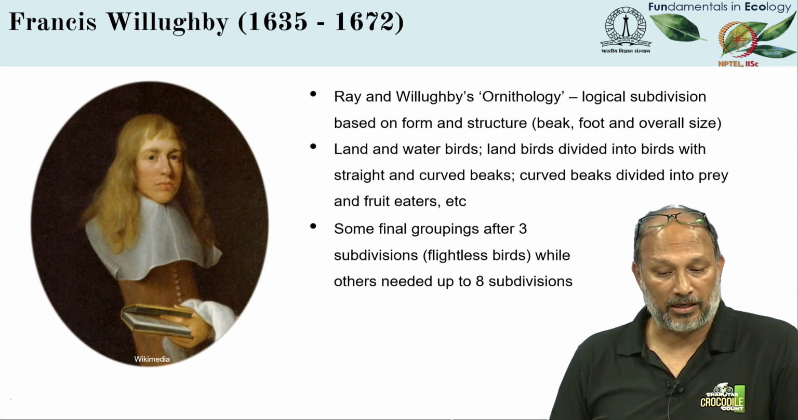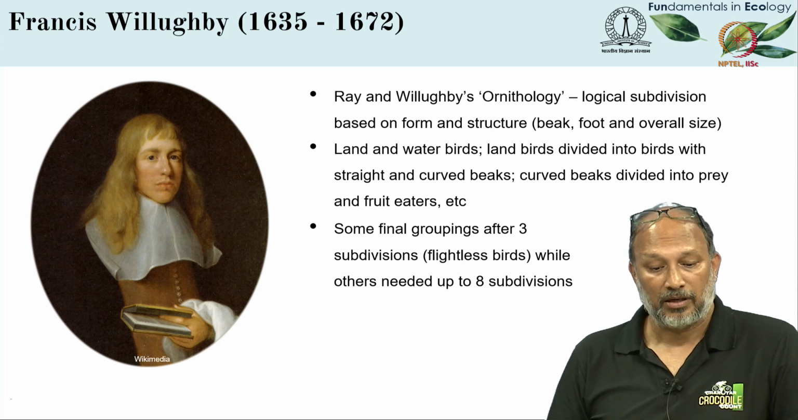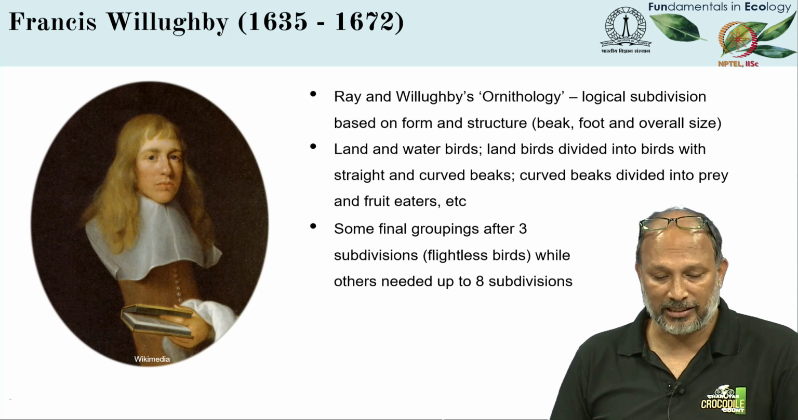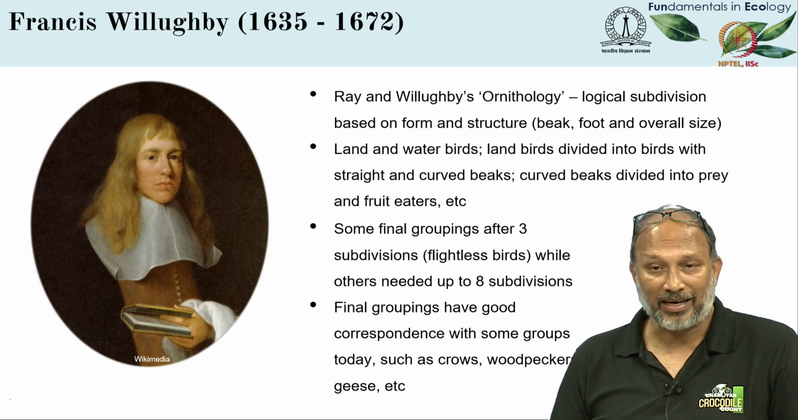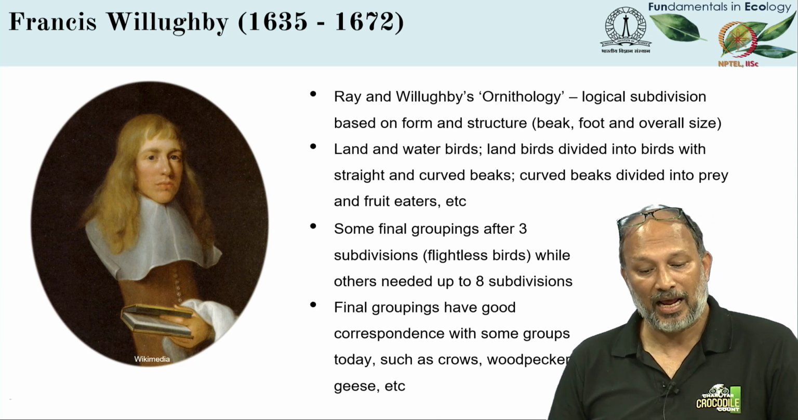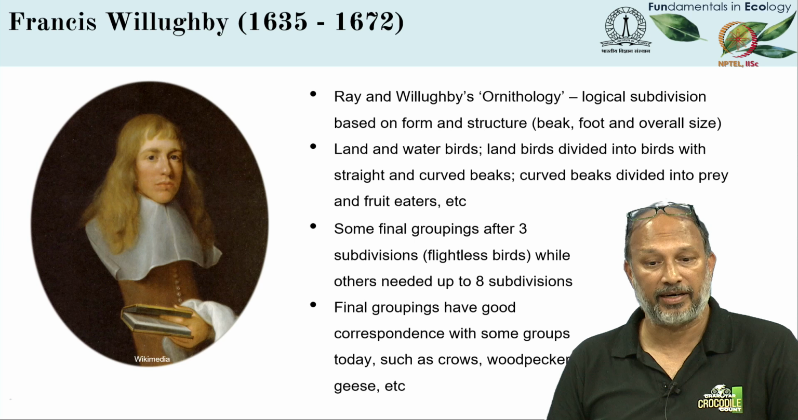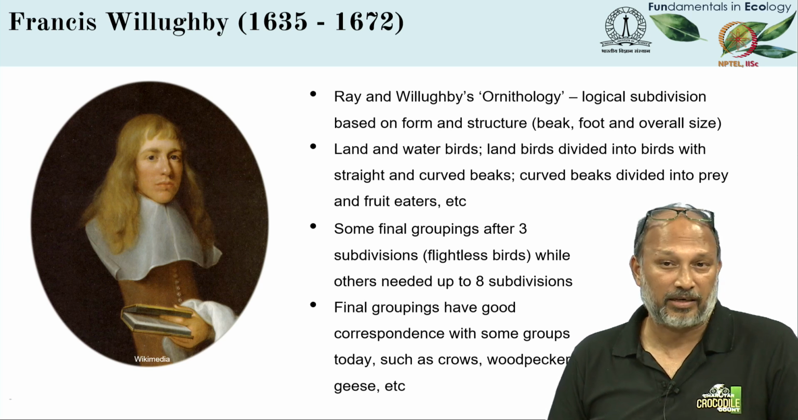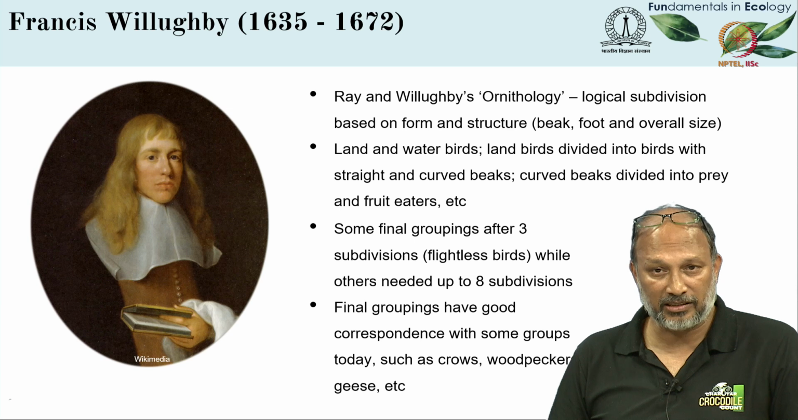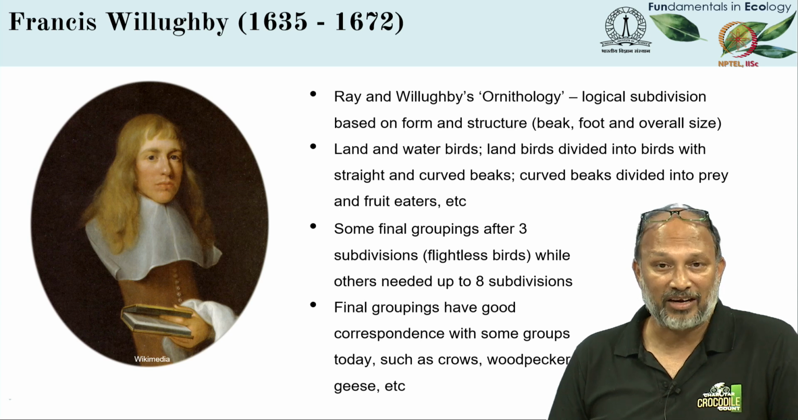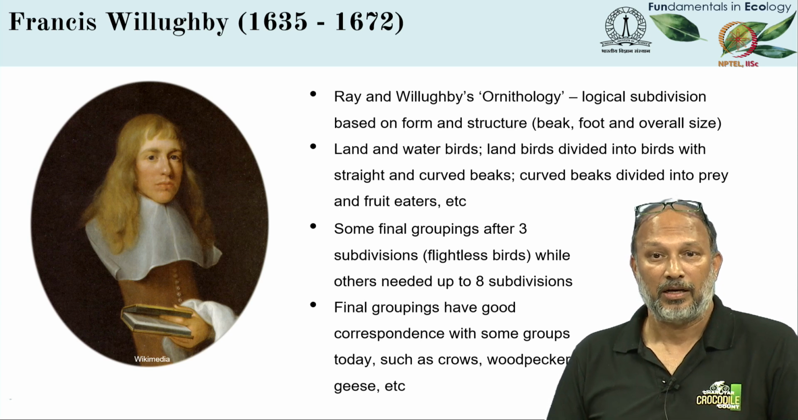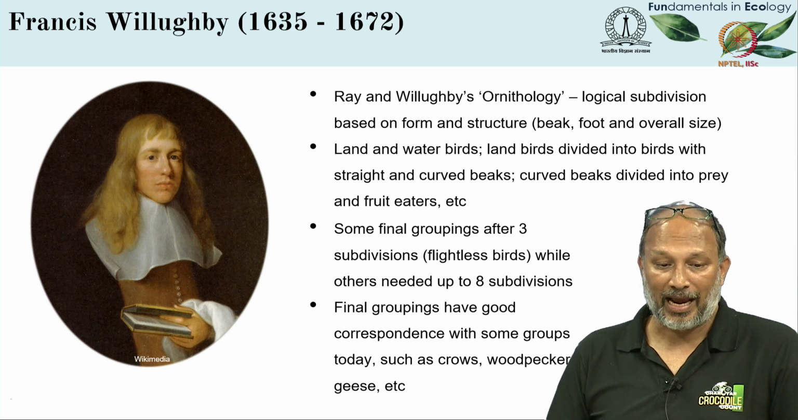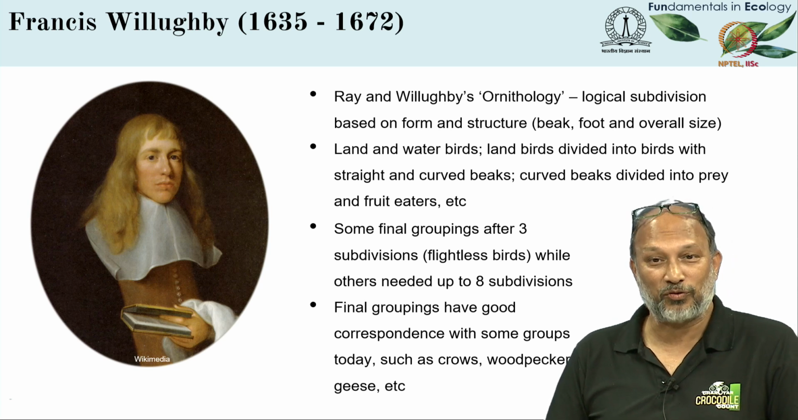And they reached some of the final groupings after 3 subdivisions, such as flightless birds, while others needed up to 8 subdivisions. And the final groupings, remarkably, still have correspondence with some of the groups that we recognize today. So they recognized crows as a group, they recognized woodpeckers as a group, they recognized geese as a group. So the earliest efforts at classification of nature and the description or the identification of species actually happened close to 400 years ago.